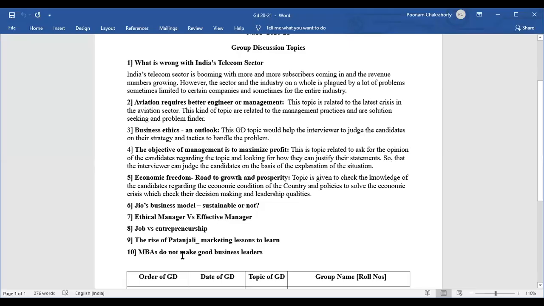group. I hope somebody has taken this pic. I will upload it on Moodle also after some time. So can I stop sharing? Somebody must have taken a screenshot. Yes. Okay.